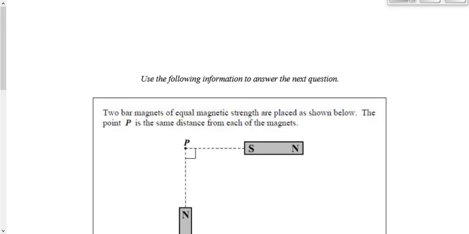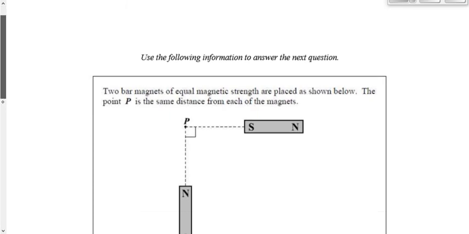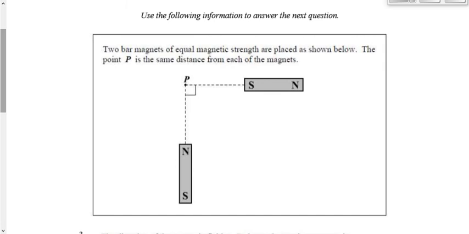Next question, number 3. It says 2 bar magnets of equal magnetic strength are placed as shown below. The point P is the same distance from each of the magnets. We want to find the direction of the magnetic field at point P due to the 2 bar magnets. Now, some of you may start drawing a magnetic field from north to south like this. How many people did that? How many people did it that way and determined the direction of the magnetic field?